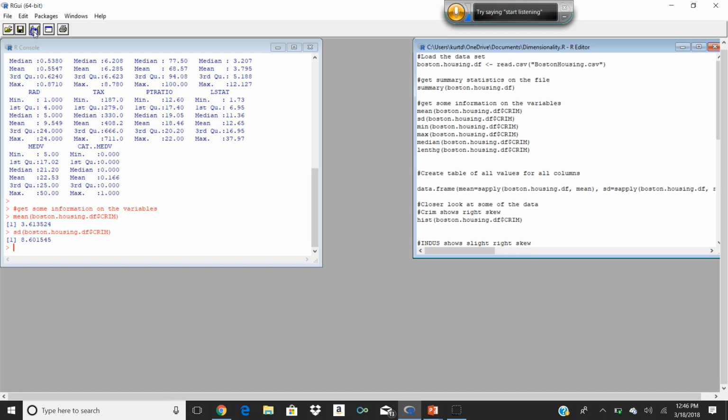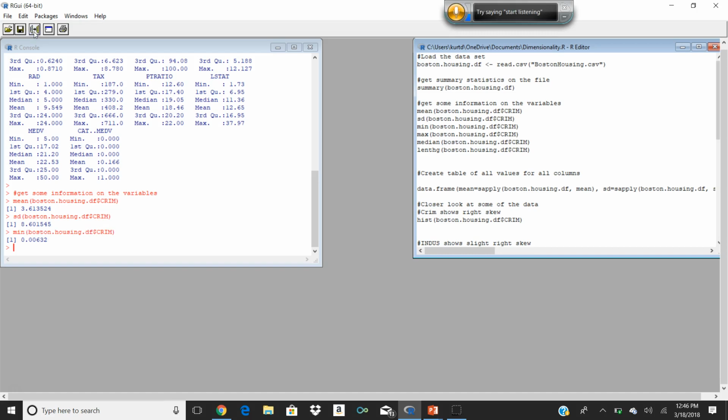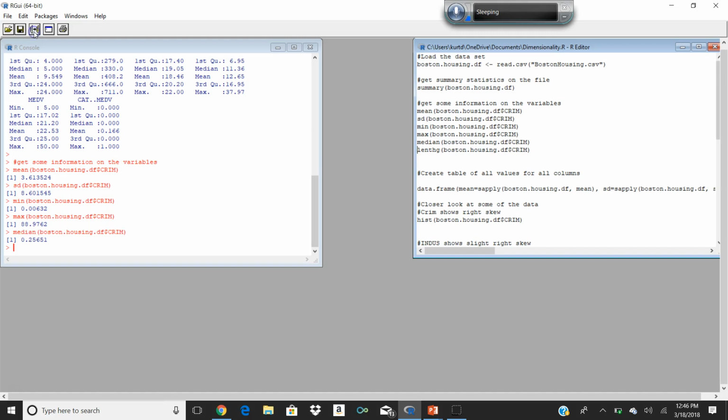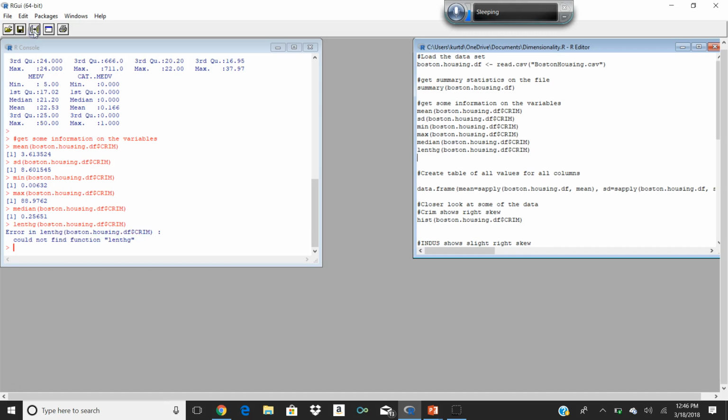The next value is my minimum value, which is almost no crime at all. That is followed by my maximum value, which is a really high crime rate, and I have to wonder, is there really a neighborhood with an 88.9762 crime rate? Maybe we have to look at how we're calculating that, and whether or not that's actually valid data. The median is 0.25651. And the length, which is kind of useless in this example, is 506.